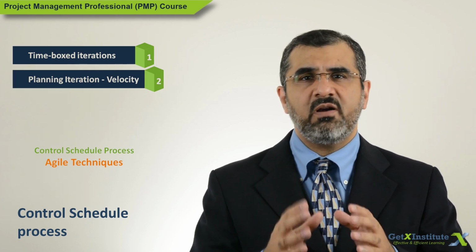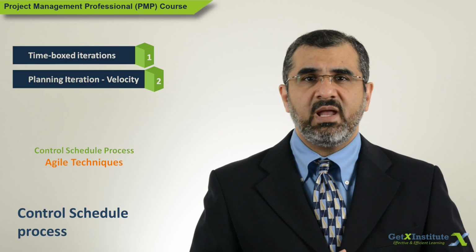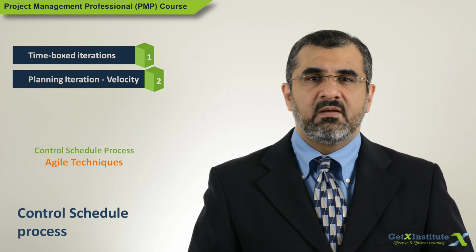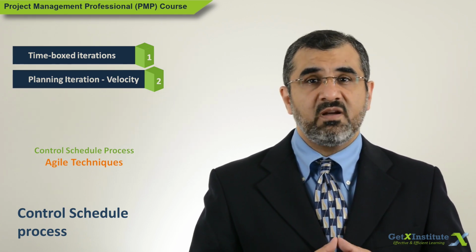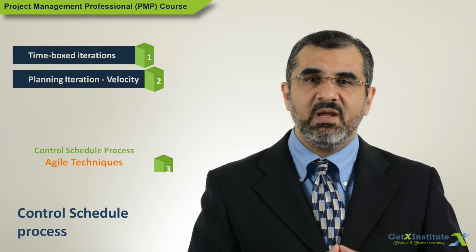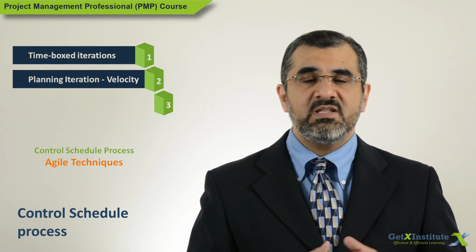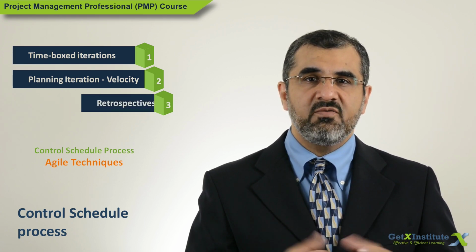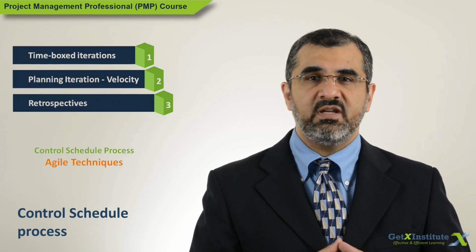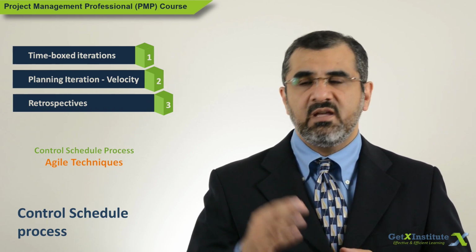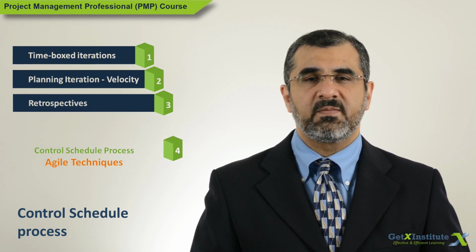How much work got done in the last 3 iterations and their average can be used to plan the next iteration. This is called velocity. Total work versus work completed is also tracked to keep an eye on the progress. Also, retrospectives, which are like lessons learned reviews, are conducted at the end of iterations. This helps in identifying what needs to change in the upcoming iterations.